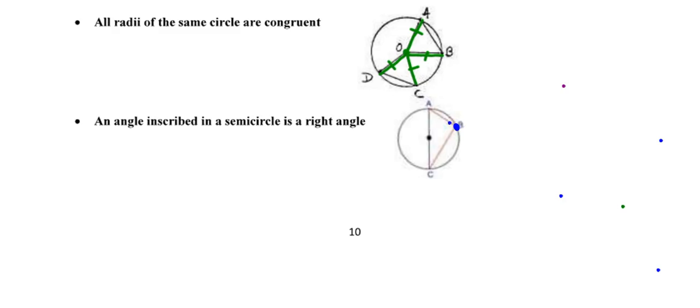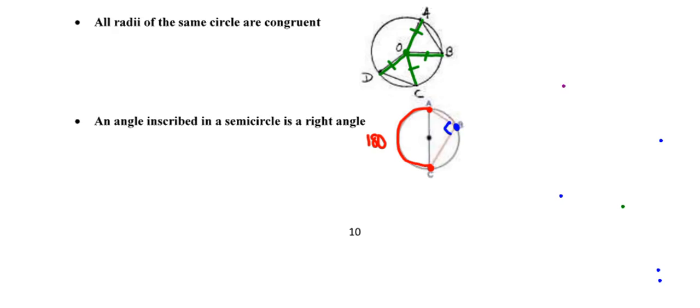Well, if you think about that, any inscribed angle is going to have a degree measure equal to half of its arc. The arc for angle B is 180 degrees, making the degree measure of that angle half of 180, or 90 degrees. And that's why the angle that's inscribed in the semicircle is a right angle.